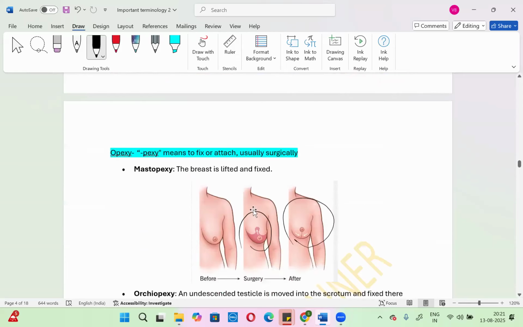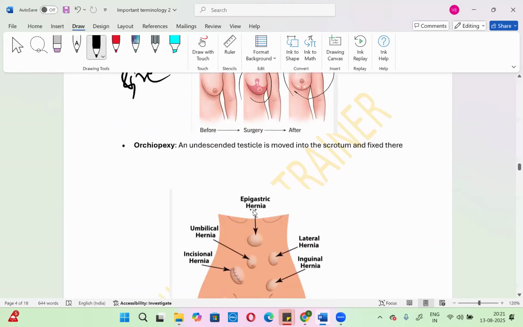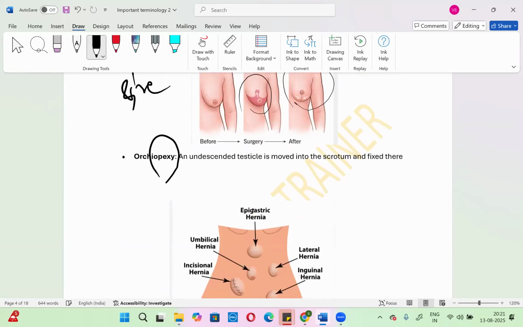Okay. Now next comes pexy. What is pexy? Pexy is fixing something. For example, the breast is saggy. So what will the provider do? They will fix the breast. So pexy is fixing. Masto is what? Breast. So they are fixing the breast. Mastopexy. Orchiopexy. Pexy is what? Fixing. What are they fixing? Testis. Orchio meaning is nothing but testis.